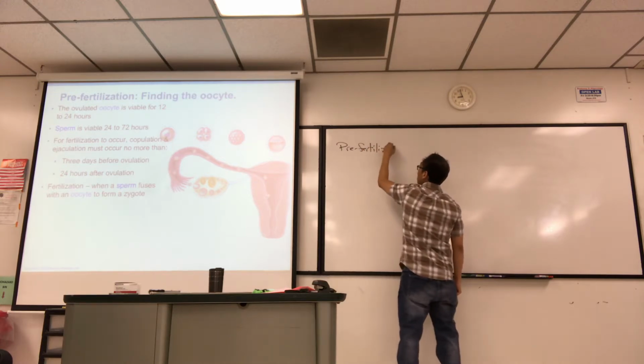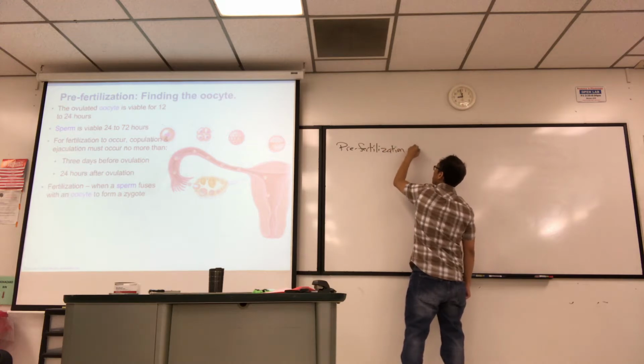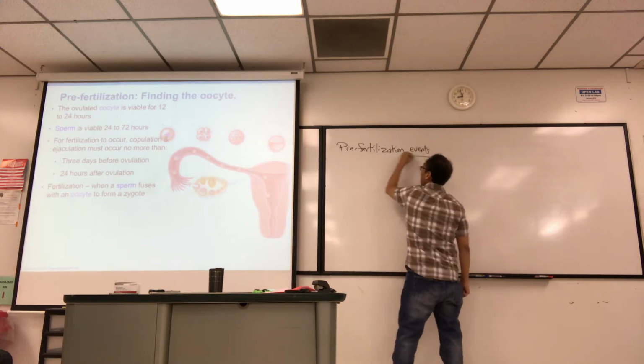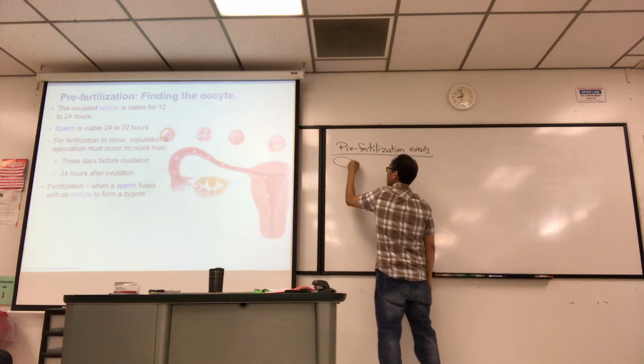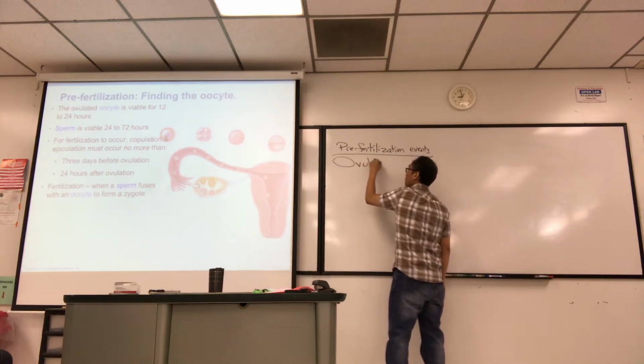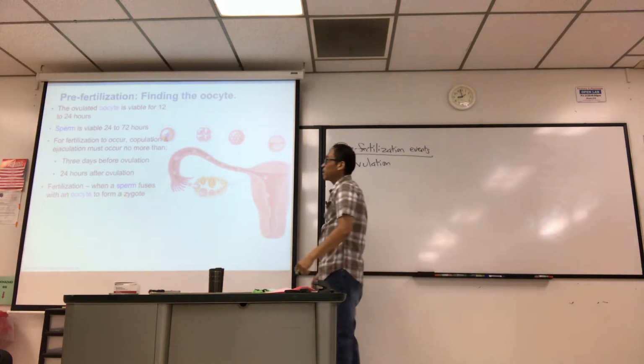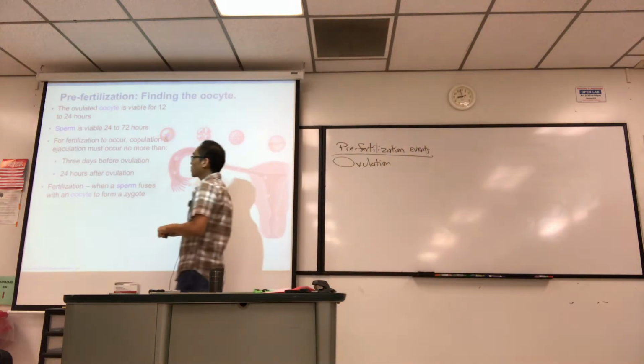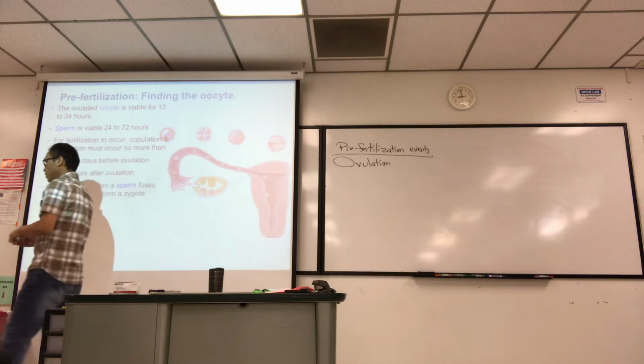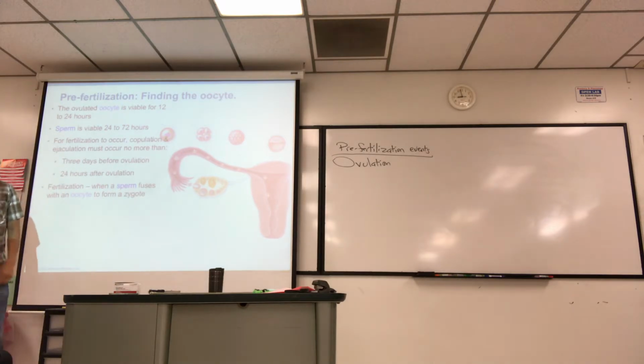Pre-fertilization events. Ovulation is required, so I'll just put it there. And sperm can be viable for about 1 to 3 days in the female reproductive tract. An ovulated oocyte is viable for 12 to 24 hours.